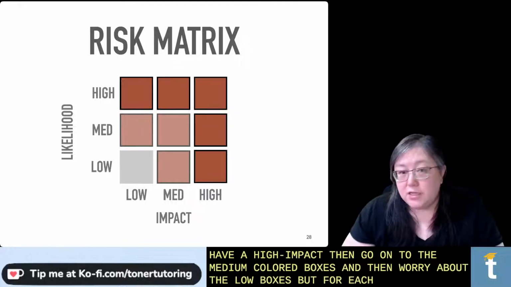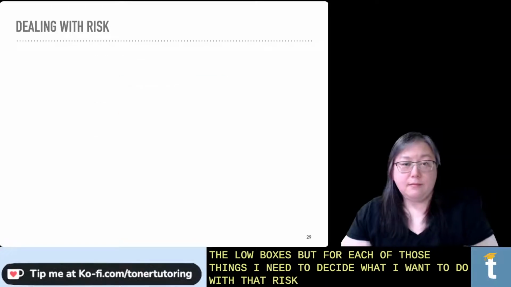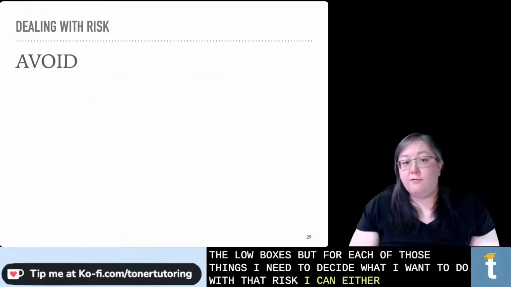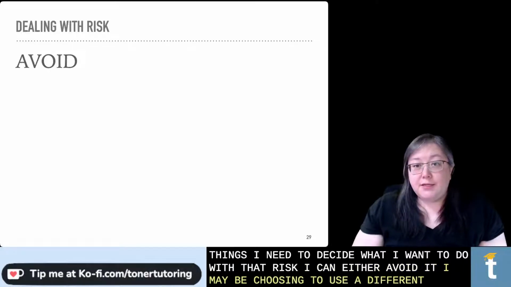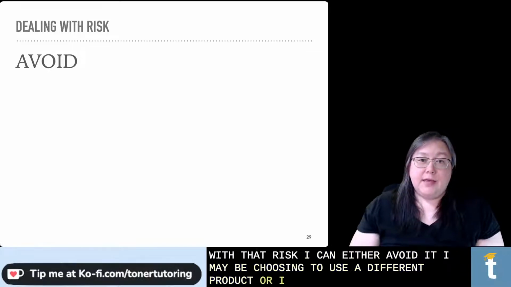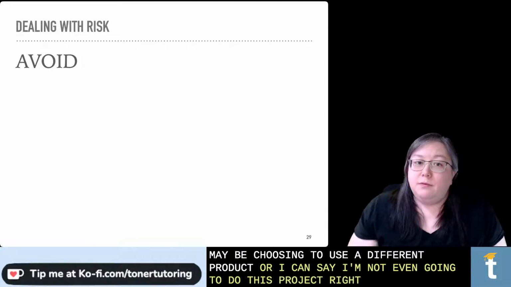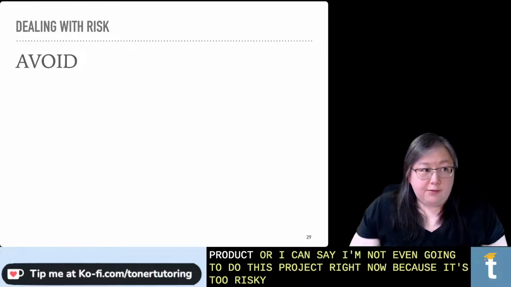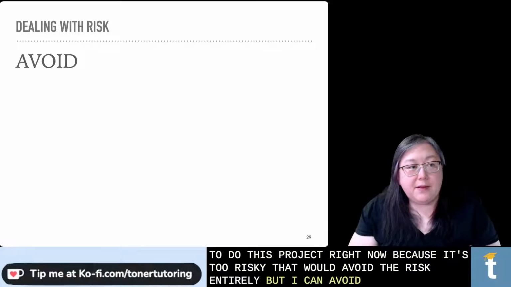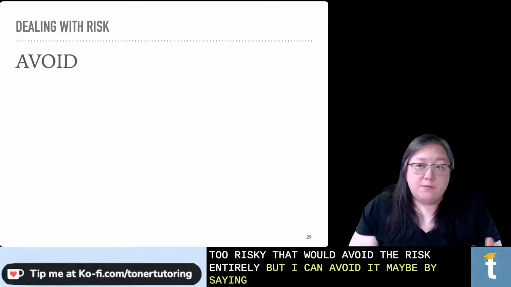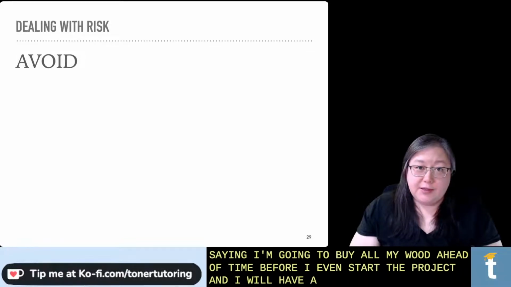But for each of those things, I need to decide what I want to do with that risk. I can avoid it by maybe choosing to use a different product, or I can say, I'm not even going to do this project right now because it's too risky. That would avoid the risk entirely. But I could also avoid it by saying, I'm going to buy all my wood ahead of time before I even start the project, and I will have extra wood, and that's okay.